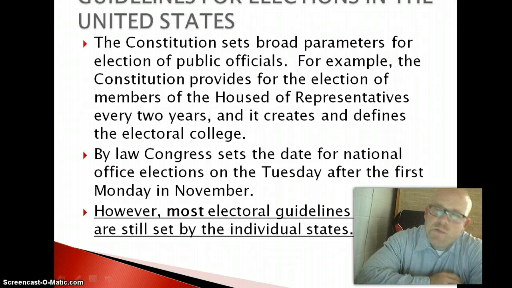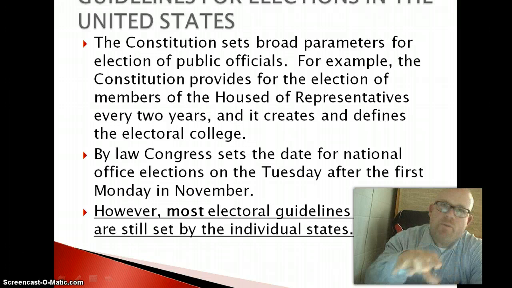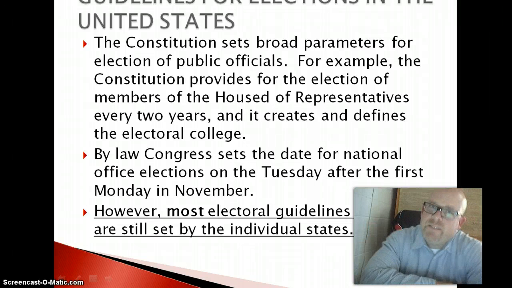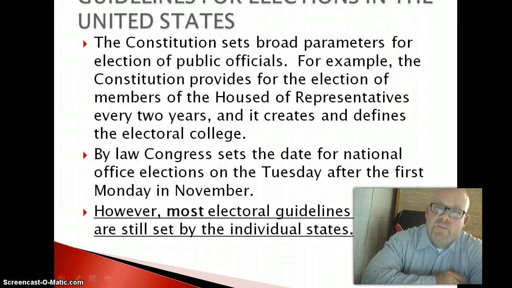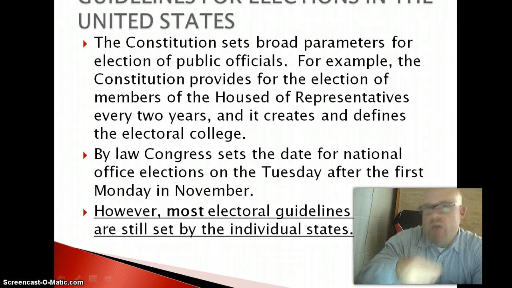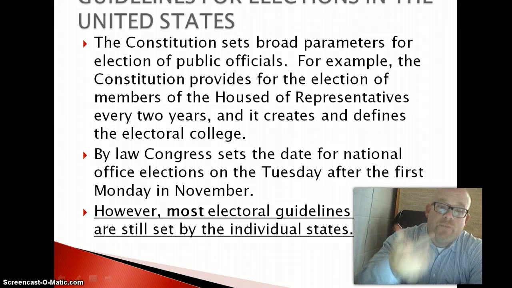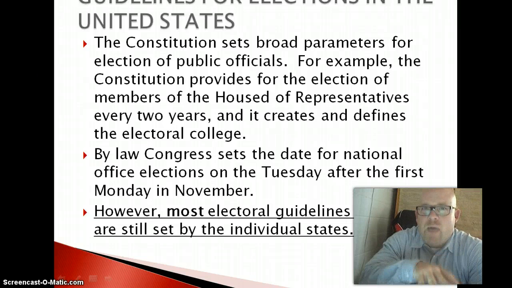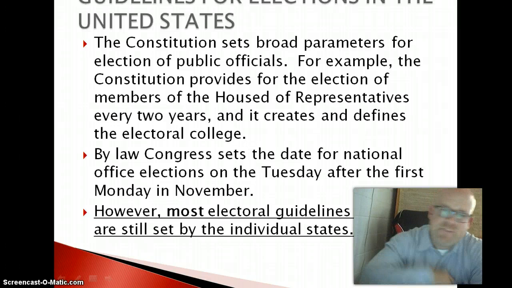All right. The Constitution is going to set some broad parameters for states in terms of conducting elections. The Constitution does give some basic information of requirements for members of the House and members of the Senate, their length of term, and it also creates the Electoral College. But Congress really doesn't have a lot of power or control over elections in the United States. That's going to be left to the states.